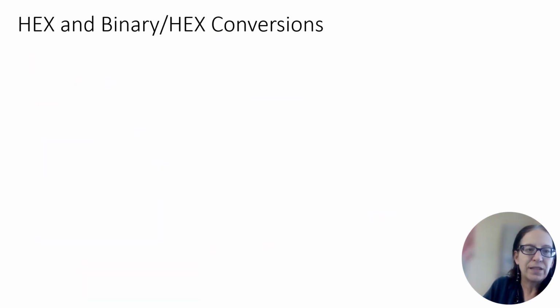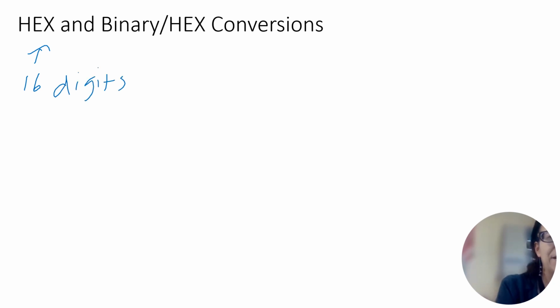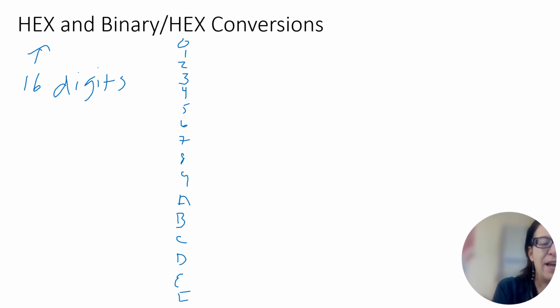All right, almost done with this presentation. So hex and binary, and then I have binary and hex conversions. I want to talk about hex. Hex is your base 16. Base 16 means you have 16 digits. The digits go 0, 1, 2, 3, 4, 5, 6, 7, 8, 9. And then we're not done. Those are our 10 digits. Then we have A, B, C, D, E, and F. And that brings us up through 15.